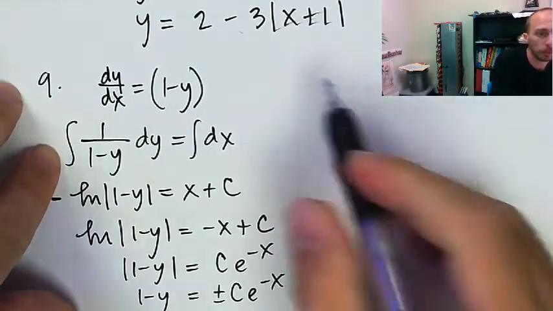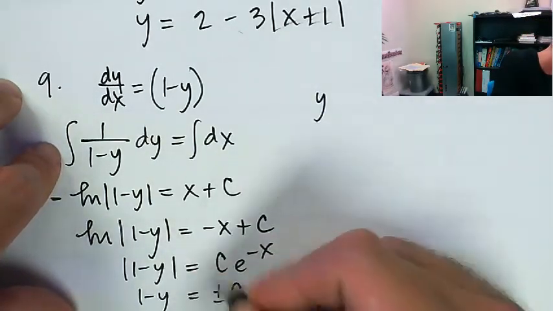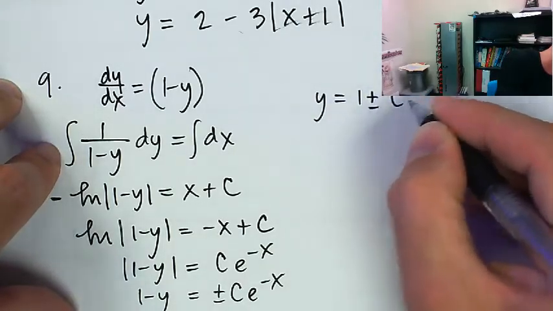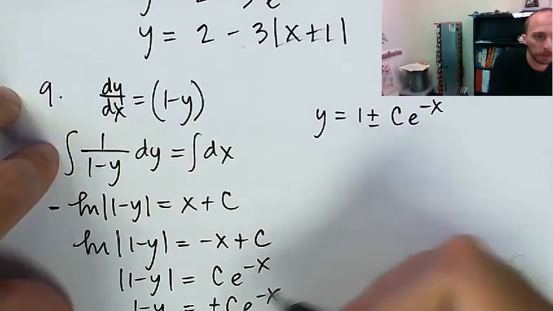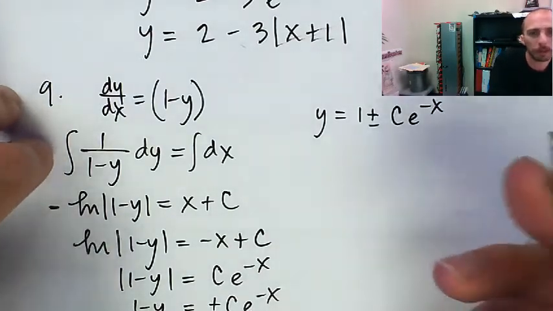and I'm going to jump back up over here and say I'm going to subtract 1 and then multiply by negative 1, so it's going to be y equals 1 plus or minus c e to the negative x. Kind of did multiple algebra steps there, but negative 1, positive, yeah. Plus, minus, minus, plus, same thing.